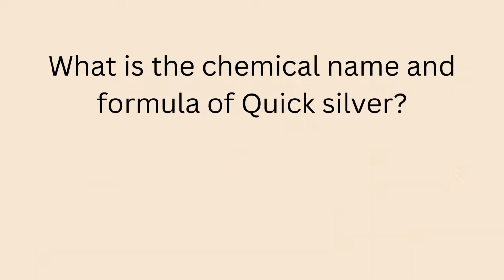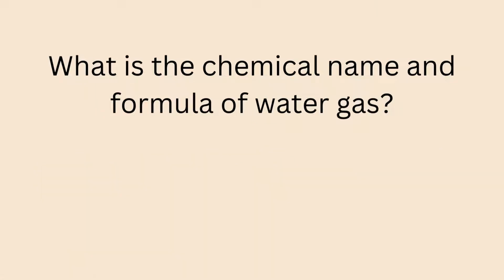Next one. What is the chemical name and formula of quicksilver? Answer is mercury. Mercury is called quicksilver and the chemical formula of mercury is its chemical symbol, that is Hg. Okay, next one. What is the chemical name and formula of water gas?